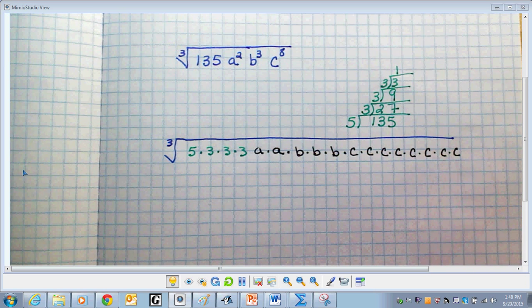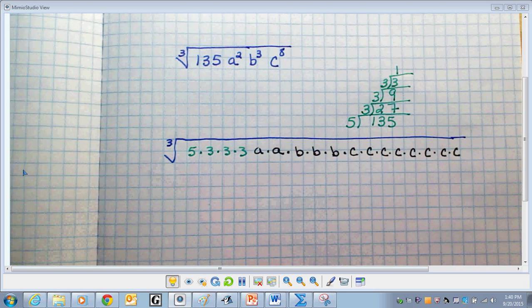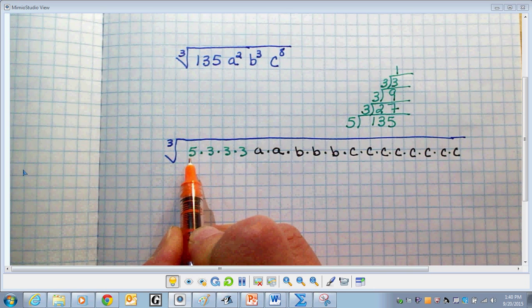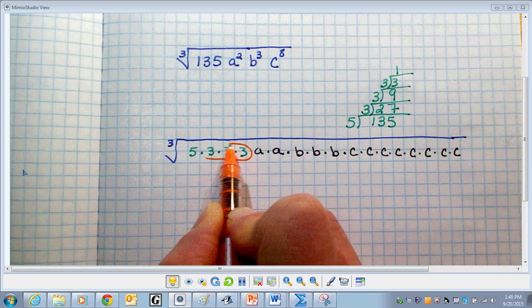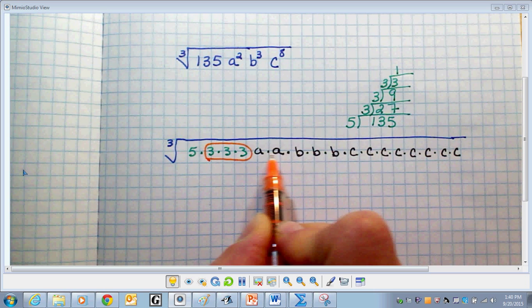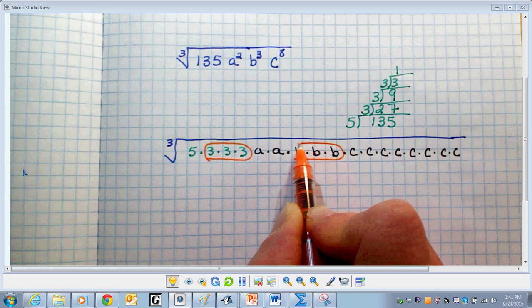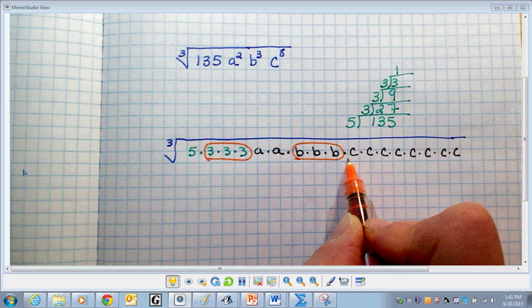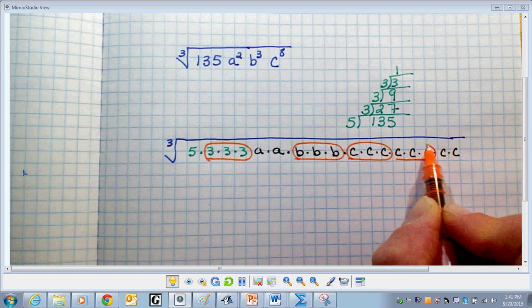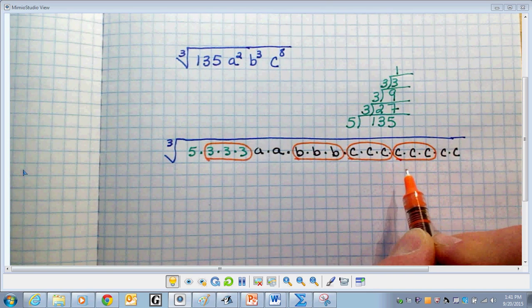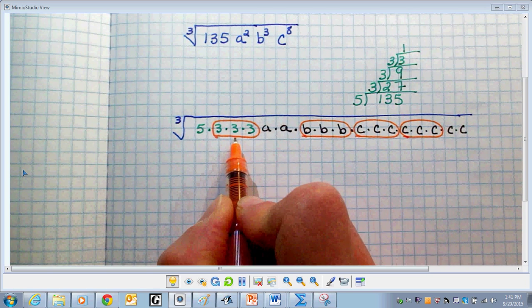Okay, so now I'm looking for triplets. Well, 5 is the only number that's 5. I have a triplet of 3's. I don't have a triplet of A's. I have a triplet of B's. I have one triplet of C's, another triplet of C's. Okay? So that means now I can take out my triplets.